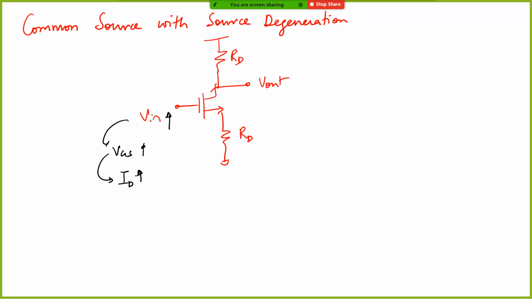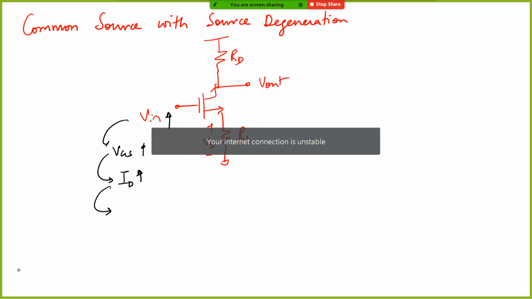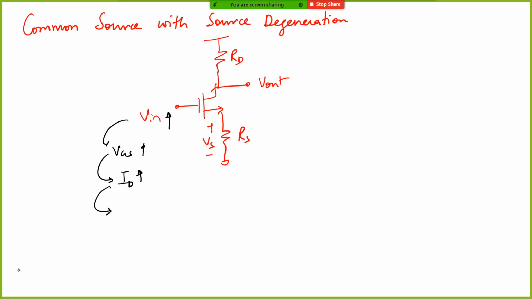ID to increase, correct? Because ID is highly dependent on the gate to source voltage, right? Now if ID increases, this leads to what? Sorry, this is not RD. Let me use the name RS. If we call this VS, which is the drop across the source resistor, now that your drain current has increased, drain current being equal to your source current, VS, which is equal to ID times RS, also increases, correct?